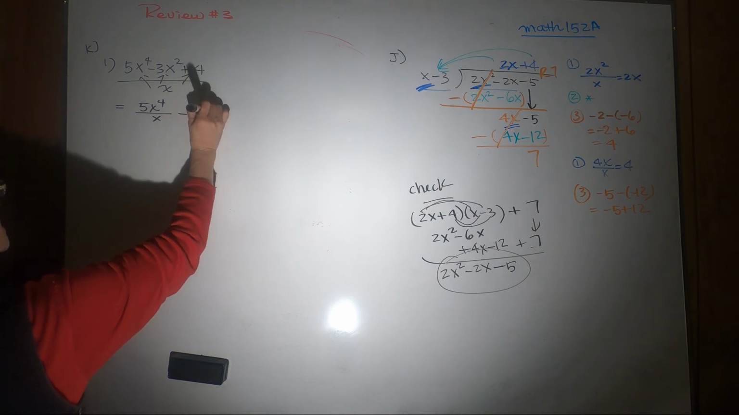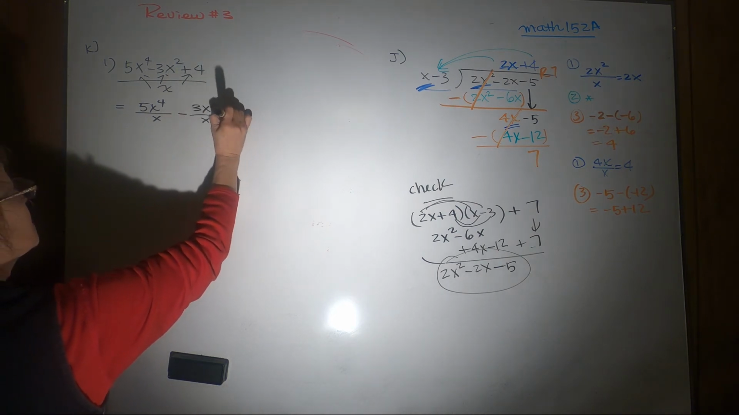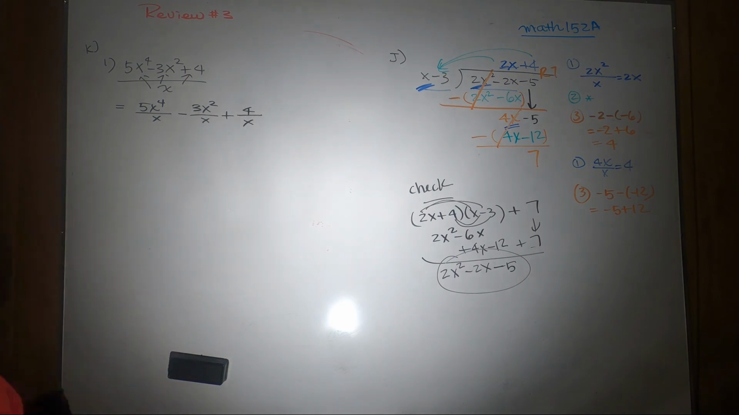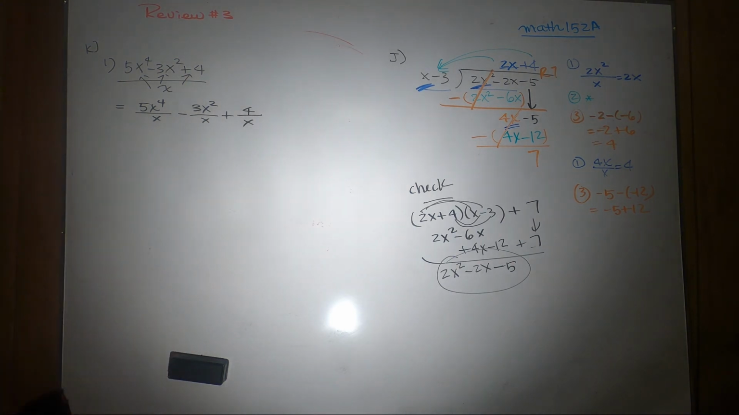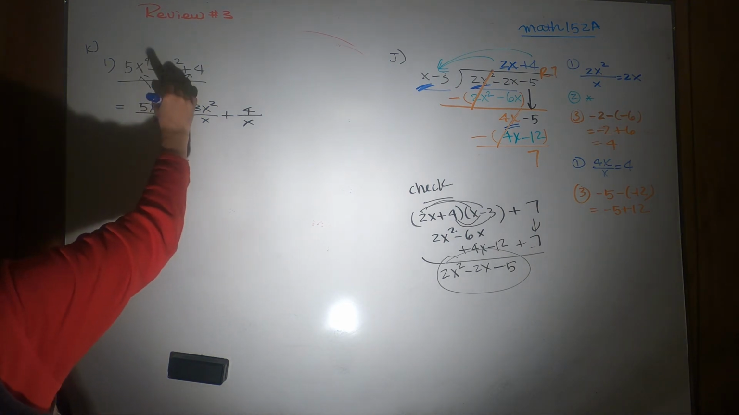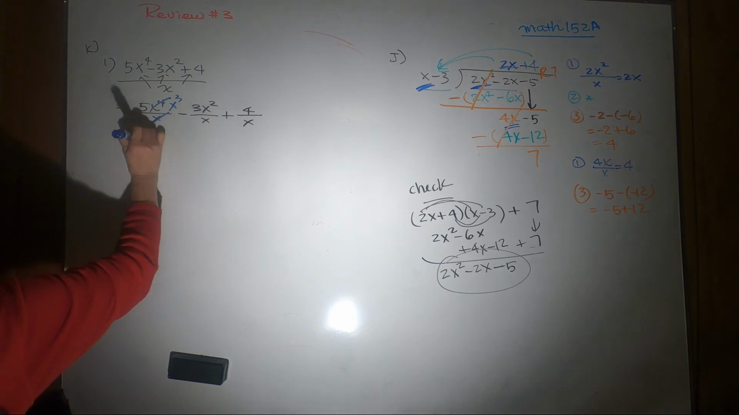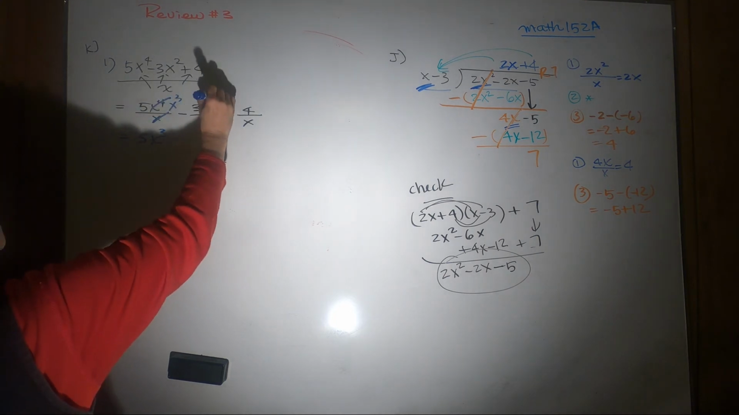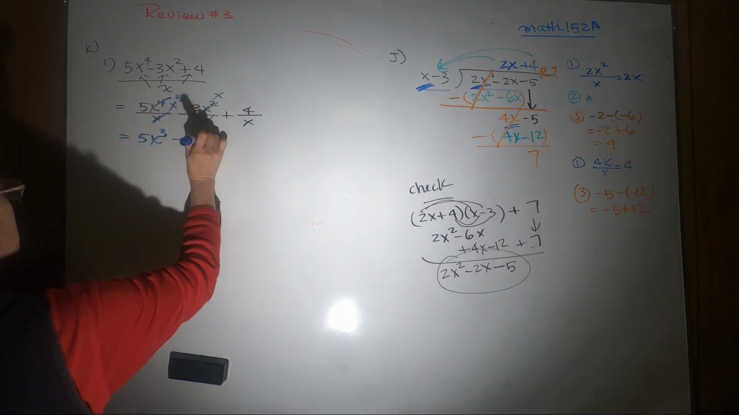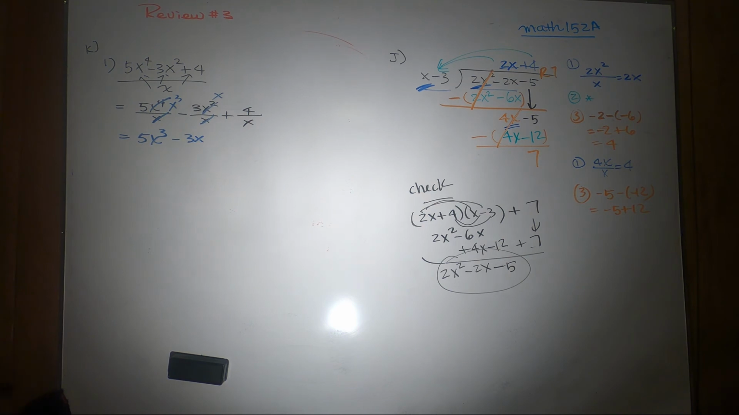Then minus 3x squared over x plus 4 over x. And the first 2 are fine. Then you have a problem for the third one somehow. Okay? So those cancel out, become 3 of them. So you have 5x cubed, right? Then the second one, you are fine. Cancel out, you have minus 3x. Somehow the last one, you messed up.